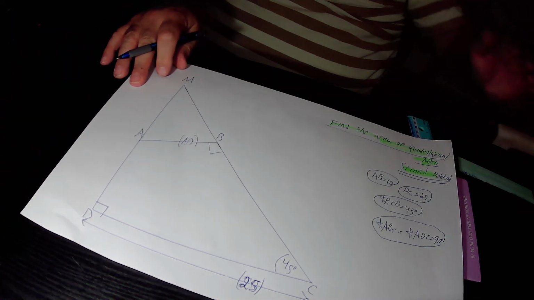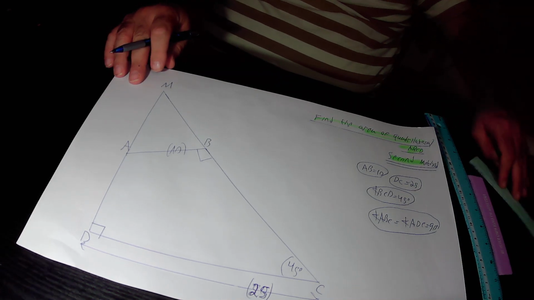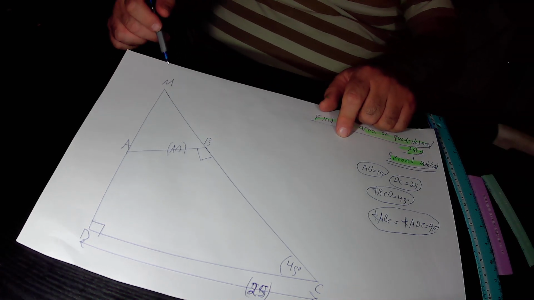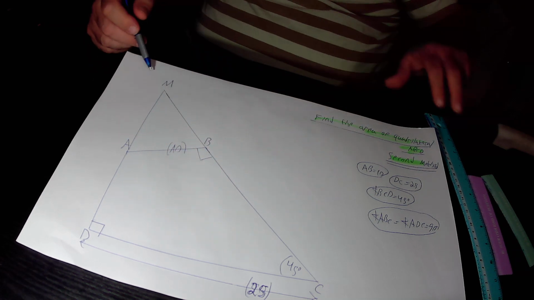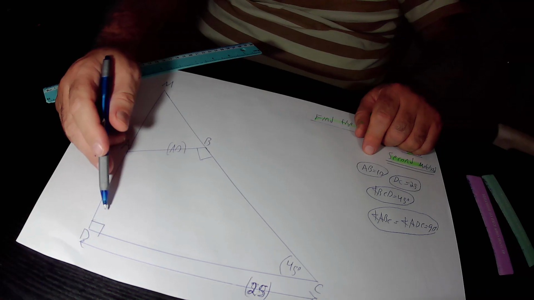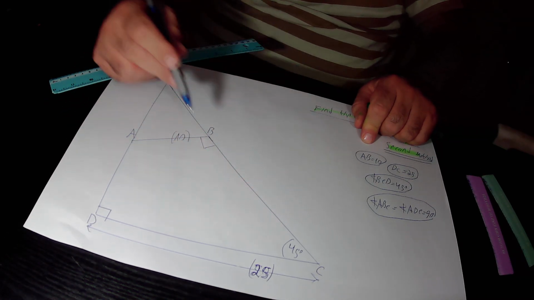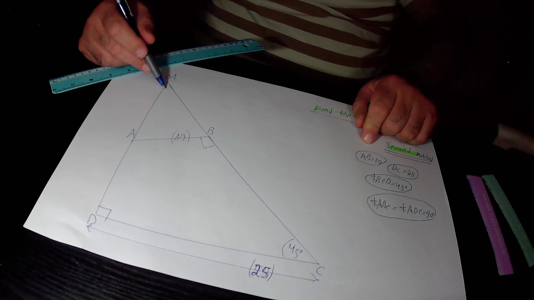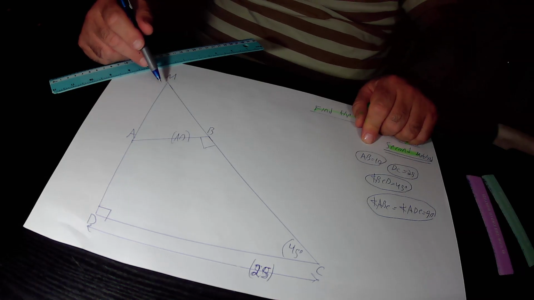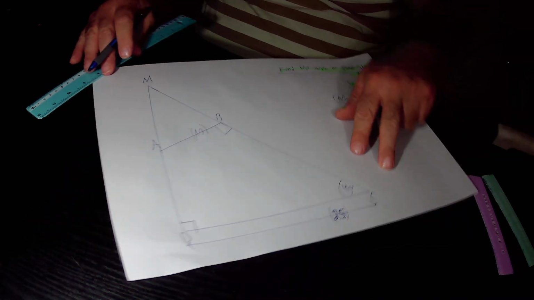By doing this construction, we get the big right triangle MDC. In the big right triangle MDC, this angle equals 90 degrees. This angle equals 45 degrees, and therefore this third missing angle must be equal to 45 degrees in its size, according to the rule that the sum of the angles in any triangle is equal to 180 degrees.